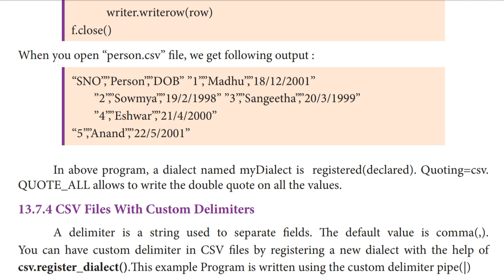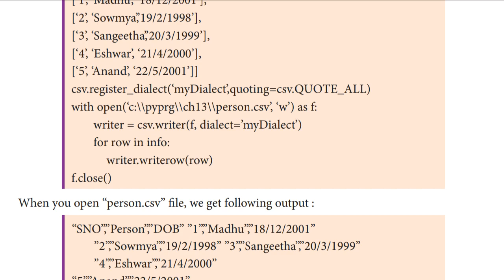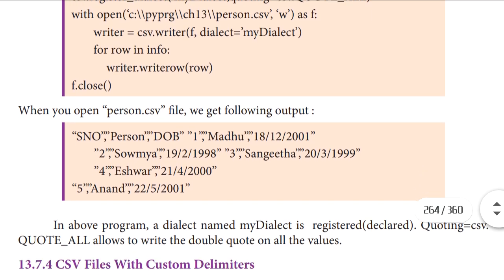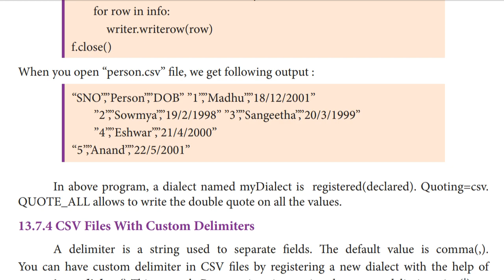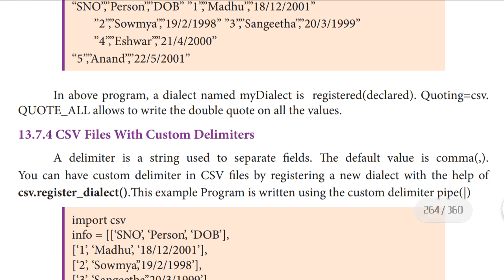So this only we are doing here with the help of the csv.register_dialect class. We are registering a new dialect. So here the new dialect is double quotation. In the above program, a dialect named my dialect is registered. Quoting is equal to csv.QUOTE_ALL allows us to write double quotes on all the values. So here we mentioned quoting is equal to csv.QUOTE_ALL. So what will it do, it applies double quotation to all the data in that file.